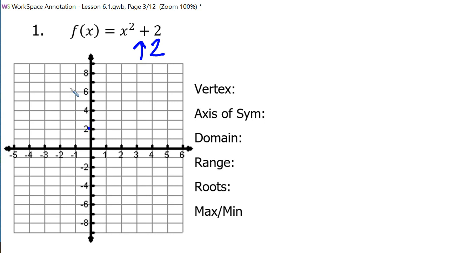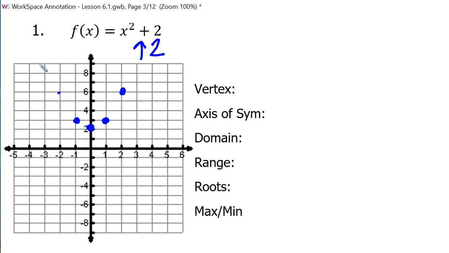To get your point, go over 1. What is 1 squared? 1. So over 1, up 1. Do it to both sides, from the vertex. Go back to the vertex. If I go over 2, what is 2 squared? 4. So over 2, up 4.